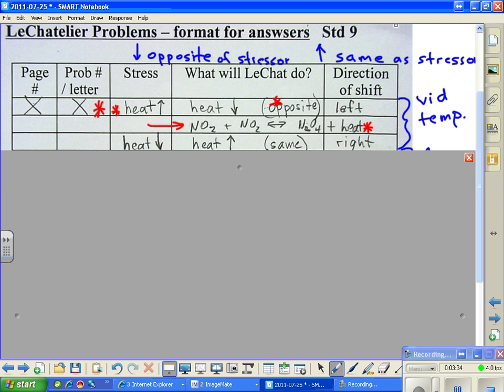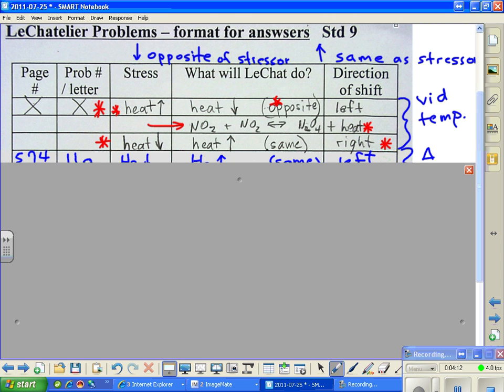And conversely, when he did this next one, he took the tubes and he put them into ice water. And when he put the tube into ice water, that takes the heat out of the system. So that's why there's a down arrow there. And when you look at LeChatelier's side, what does he want to do? He wants to make more heat. Well, the only way he can make more heat is to make the reaction go to the same side as the heat is on. And so that means the shift has to be to the right. And that's how that problem works. That's the heat thing.